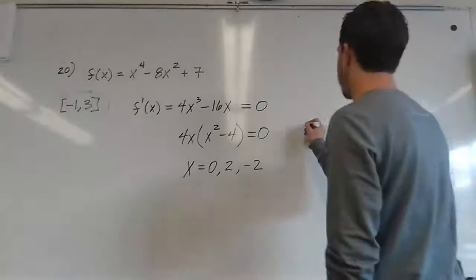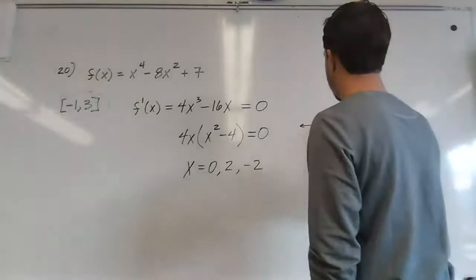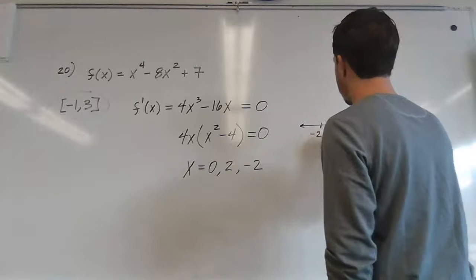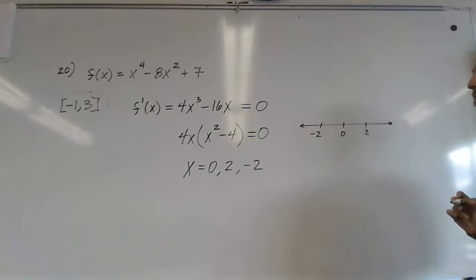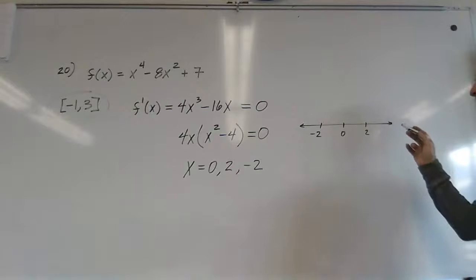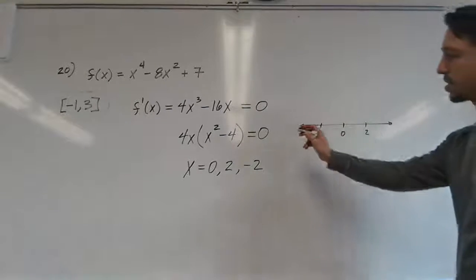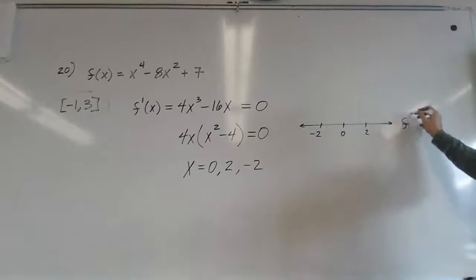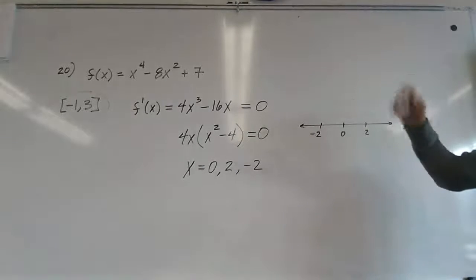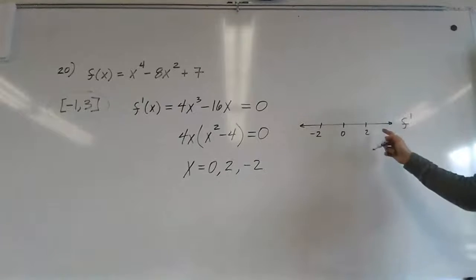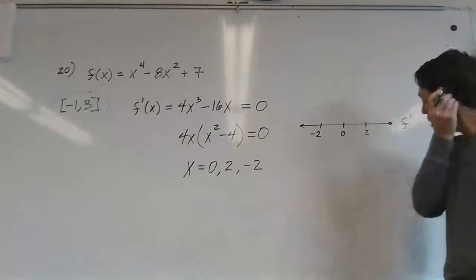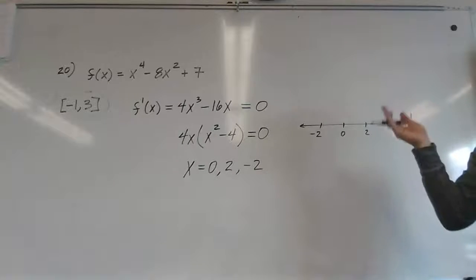But if I make my number line, 0, -2. Let's test out some numbers. So this is my f prime number line. I'm testing, where is the derivative positive? Where is it negative? Because I want to know, when is my function increasing? When is it decreasing? That'll tell me if it's a max or a min.